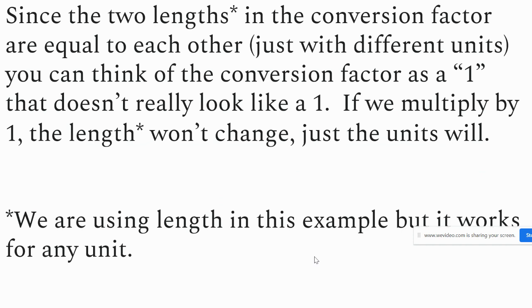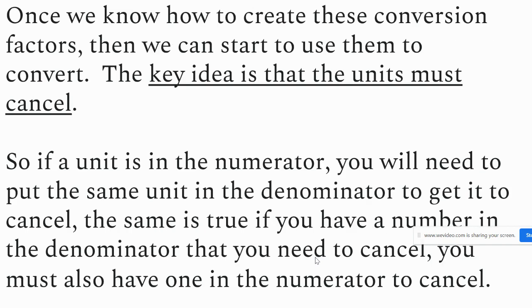Since the two parts of the conversion factor are equal to each other, just with different units, you can think of the conversion factor as 1. That doesn't really look like a 1. If we multiply by 1, the length won't change, just the units will. So you're using the length in this example. Once we know how to create these conversion factors, then we can start using them. And the idea is that the units have to cancel so that you're left with what you're trying to solve for.